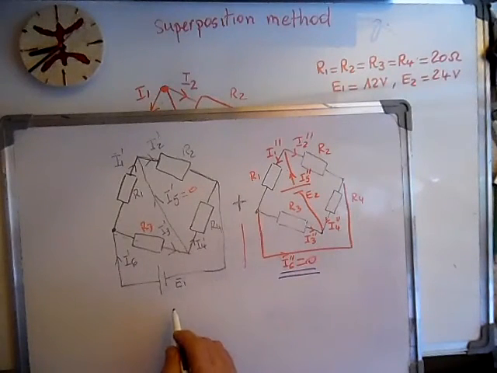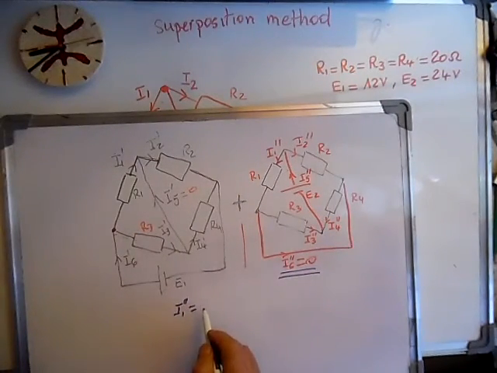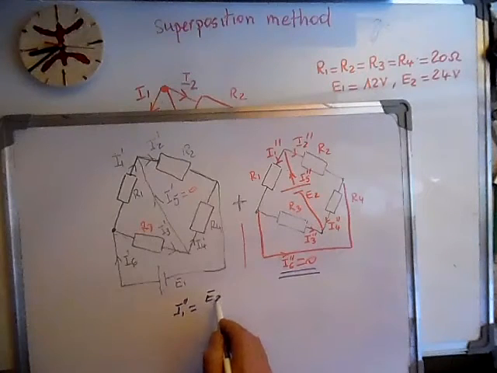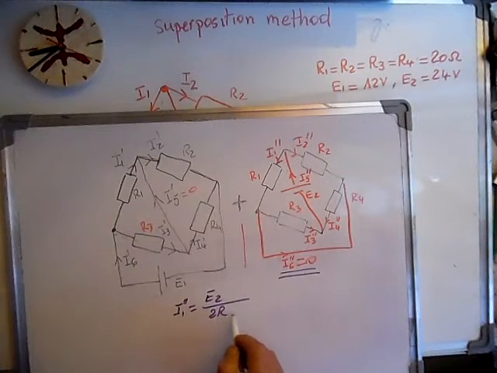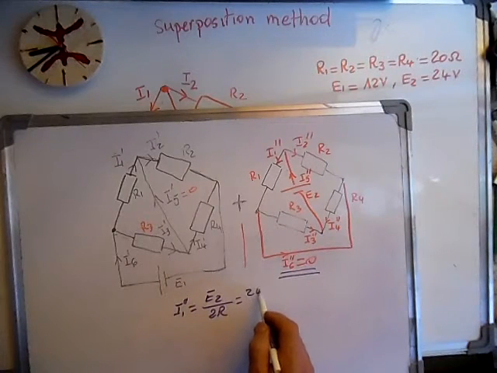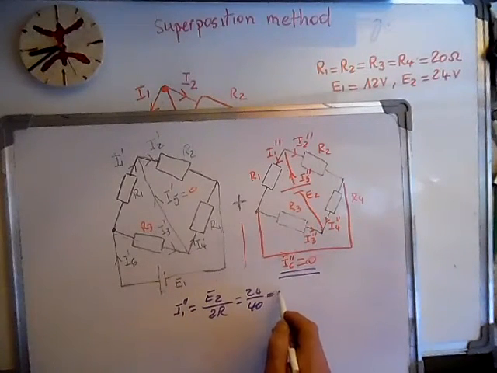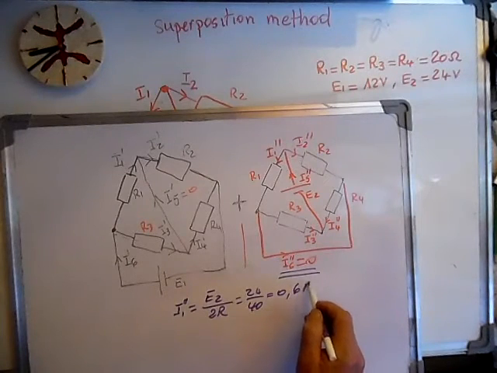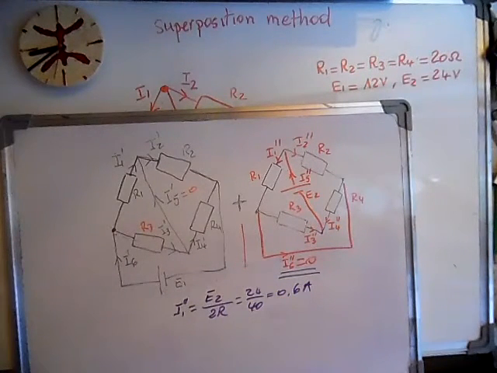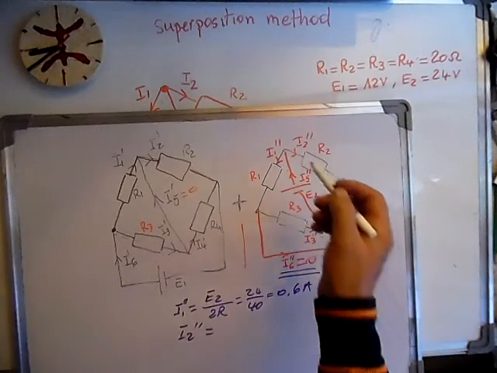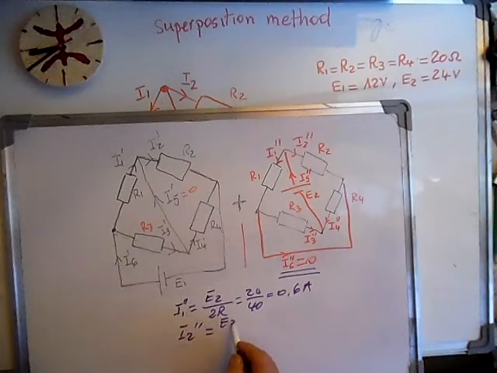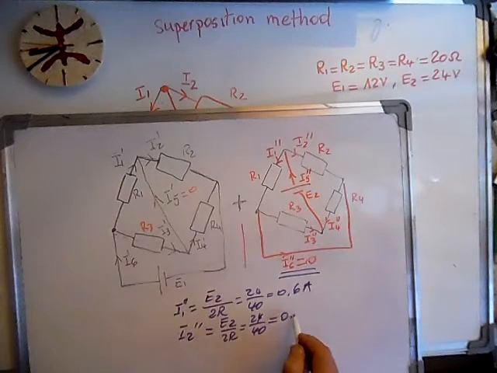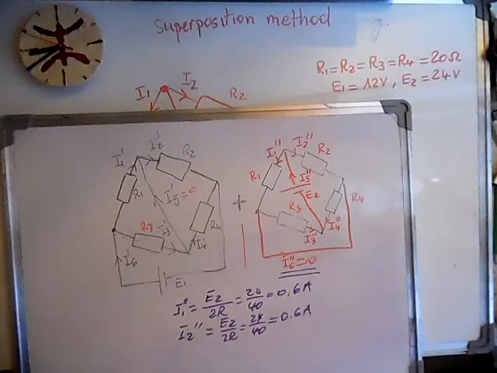So now we can calculate I1 second, because they have two resistances in series. It is E2 over 2R, so 24 over 40 is equal to 0.6 amp. Is that right? Okay. I2 second is the same thing, E2 over 2R, 24 over 40, 0.6 amp.